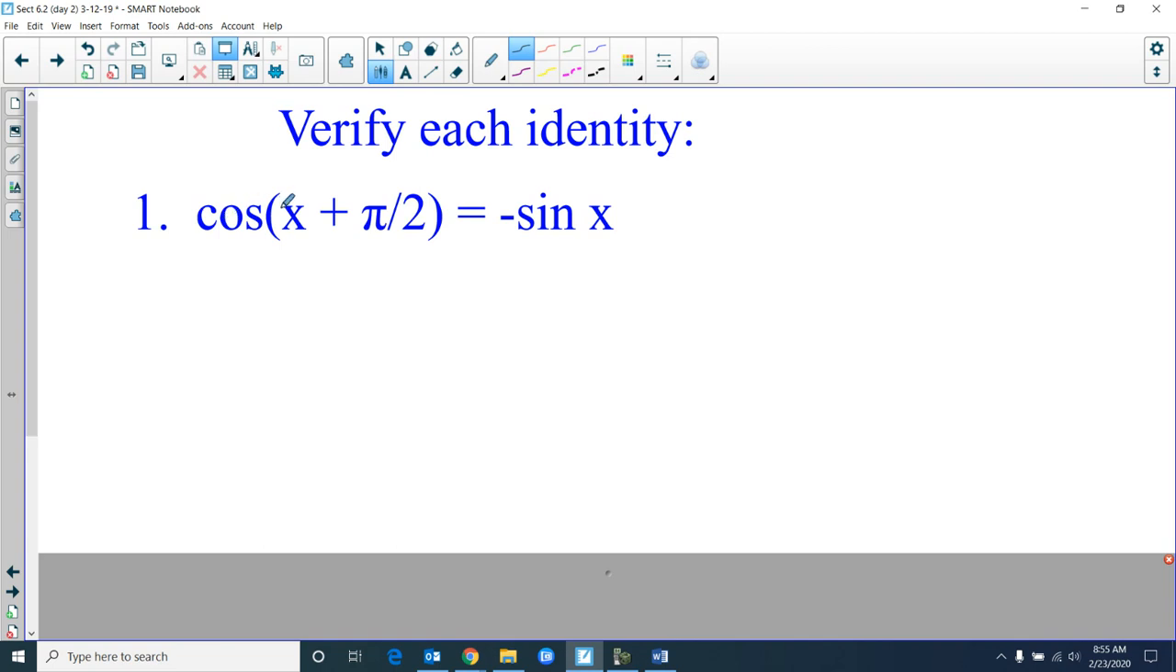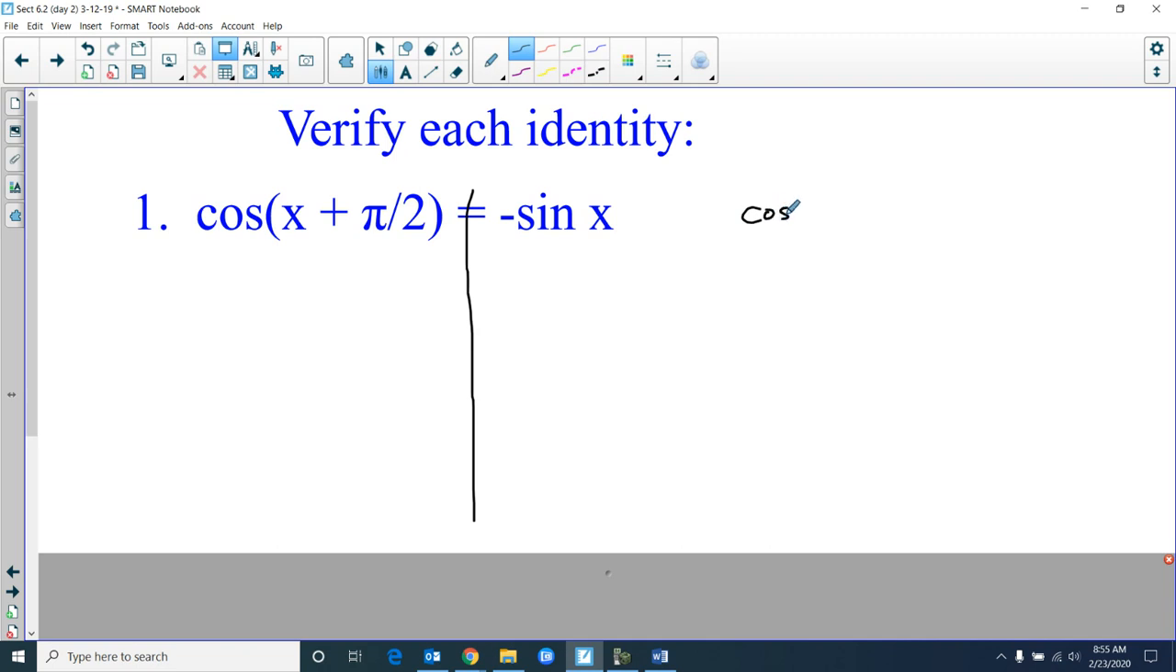Now, if you got the cosine of x plus pi over 2 equals negative sine of x. All right, this is an identity. We are saying they are equivalent. Every value for x works. We have to simplify the left-hand side so it is equivalent to the right-hand side. All right, well, if you look, you have the cosine of two things being added.